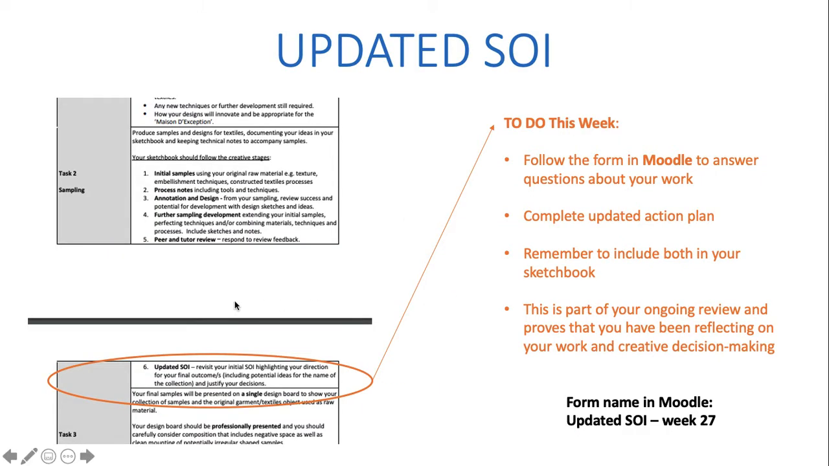So if we scuttle along to the next slide, updated statement of intent is on the brief, so it's task number 6. I want us to do that this week. I've put a form in Moodle for you to use, and it's got a set of questions to answer. You need to complete an updated action plan, which I'm going to go through in a second. And you need to remember to include both of these in your sketchbooks, because it's part of your ongoing review, as I just said. It's about evidence of how you've reviewed your practice, how you've tried to get the best outcome that you can. Okay? File name on Moodle is updated statement of intent.